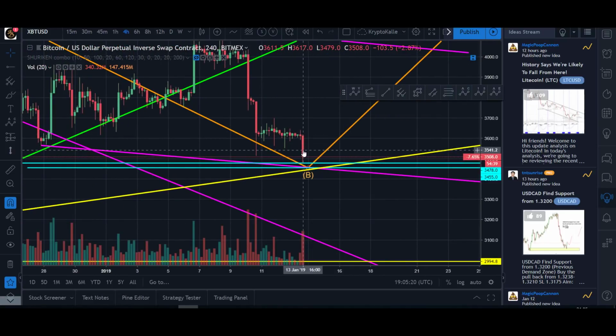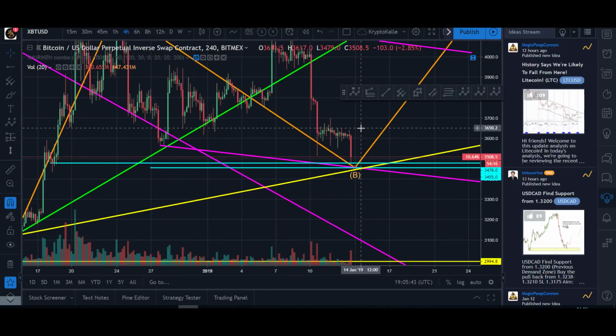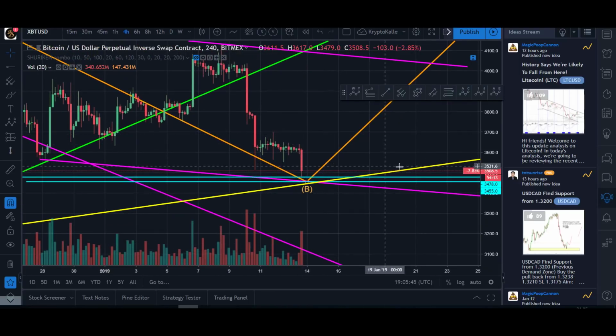So basically, we can already be finished, but I'm still expecting one more smaller push down. At least I hope so, because I won't chase this trade. If it doesn't go to fill my hedge long, it doesn't fill it. I'm okay with that. So be careful.